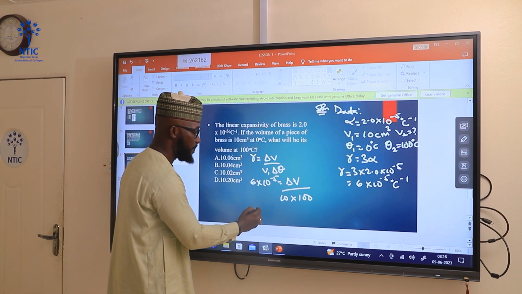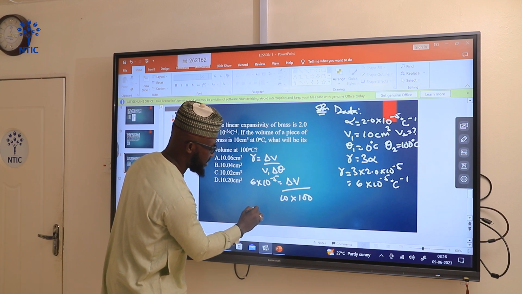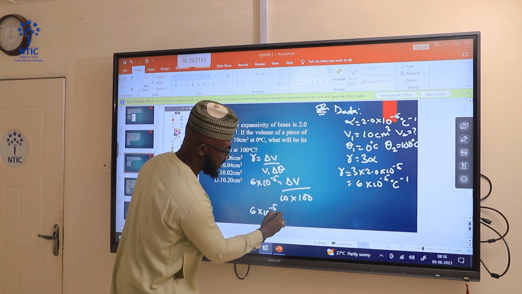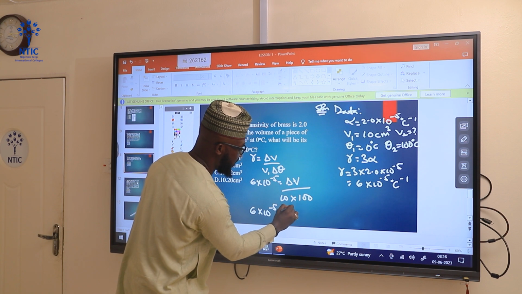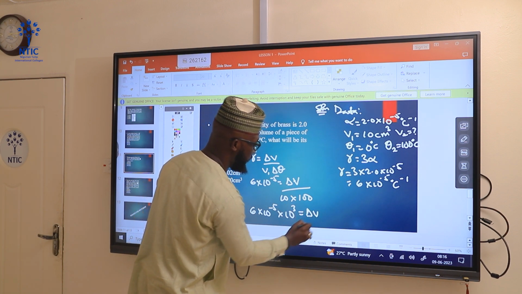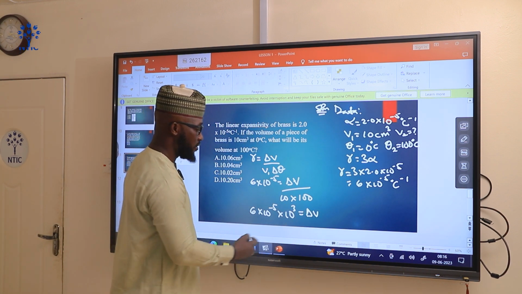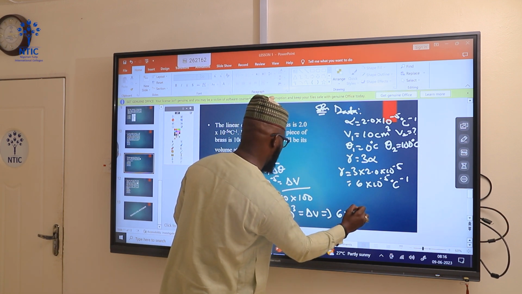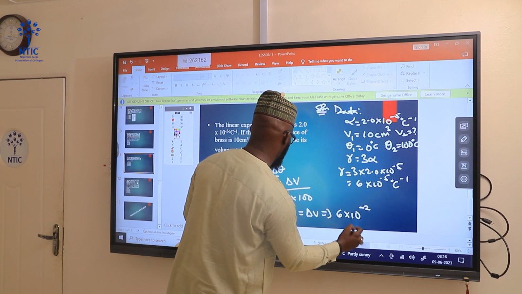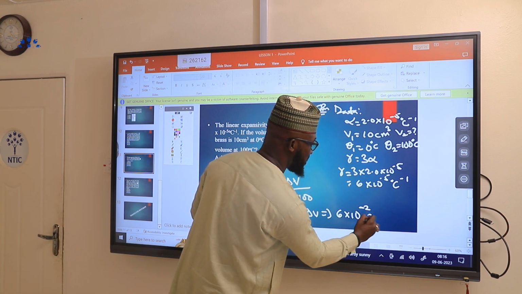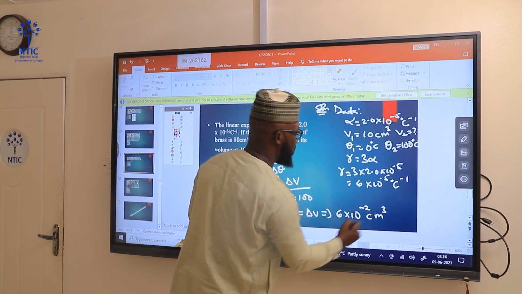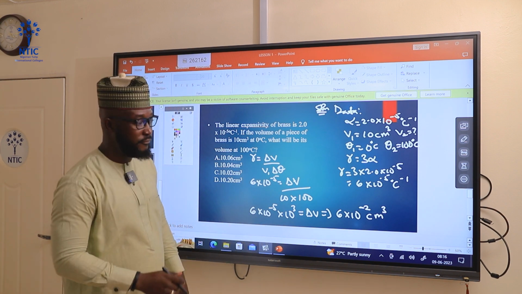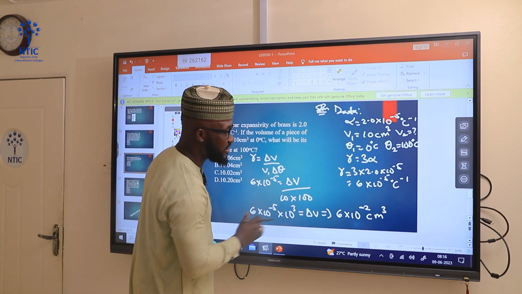We cross multiply. So over here we have 6 times 10 to the power of minus 5 times 10 to the power of 3 equals change in volume. Okay, so this will give us 6 times 10 to the power of minus 2 cm cube. Okay, this is for the change in volume, but that's not the end.